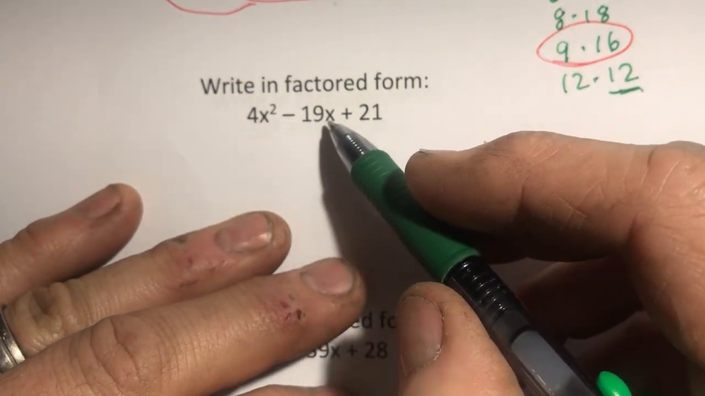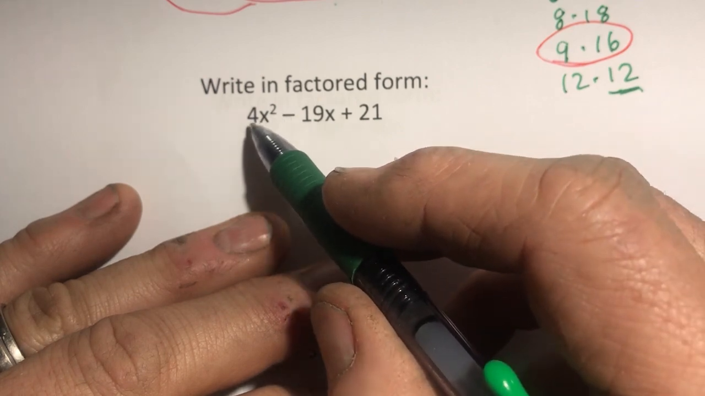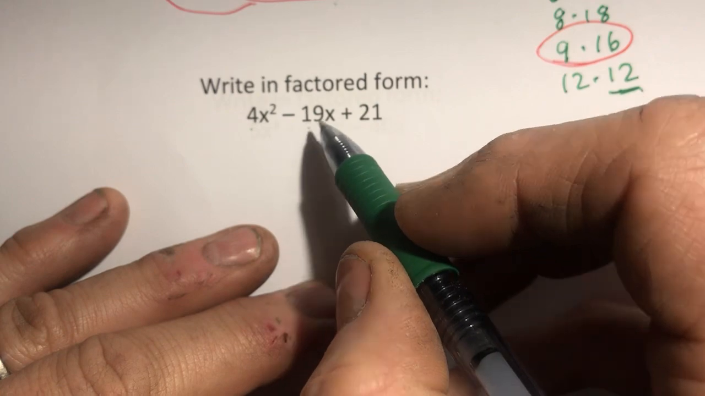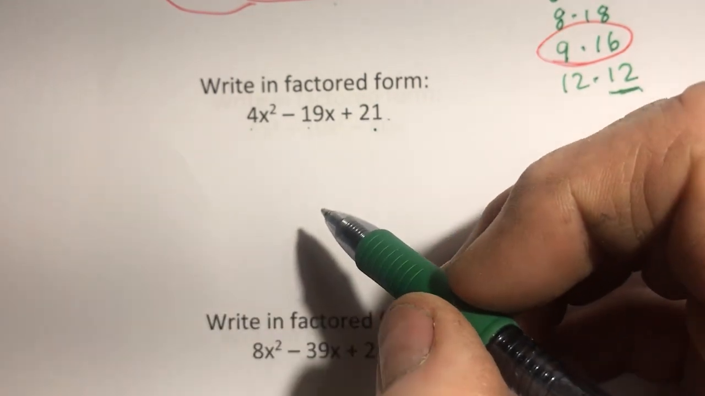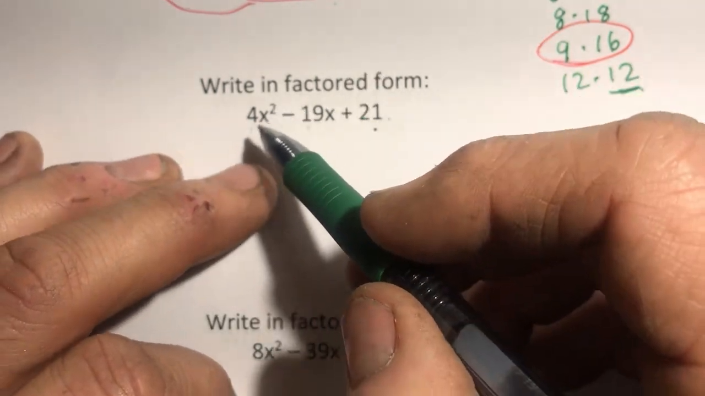We've got x squared, we've got an x. I don't see any common x's. 4, 19, and 21. There's no number that goes into those. And there's no x in the last term, so I can't pull out an x. So there's no common factors. All right, so I'm just going to factor this trinomial.